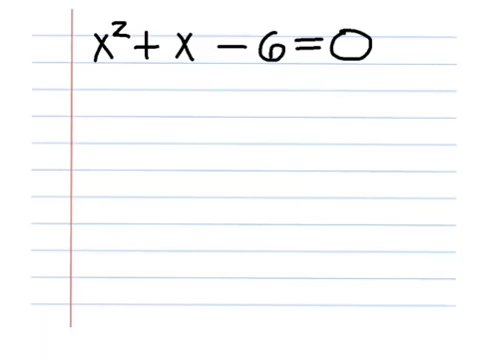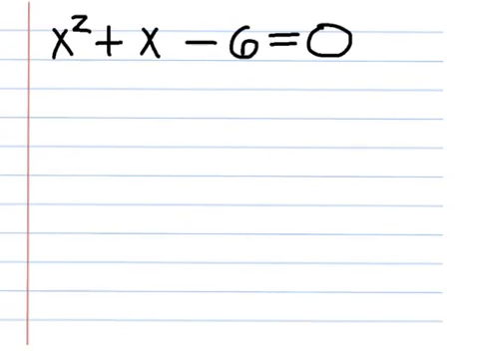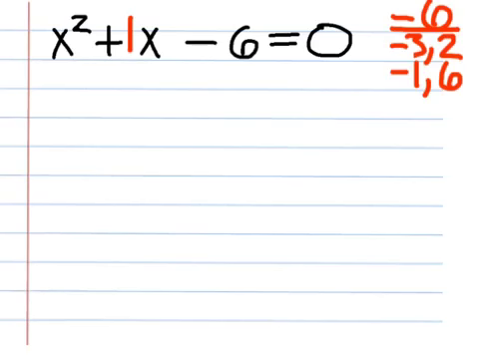All right, for example number 3, this time we have x squared plus x minus 6 is equal to 0. Now we need the factors of negative 6 that are going to add to give us 1. Remember, if there's not a number in front of the x, that means there is a 1 there. What are the factors of negative 6? Negative 3 times 2. Negative 1 times 6. What about negative 2 times 3? Negative 6 times 1. Are there any others?